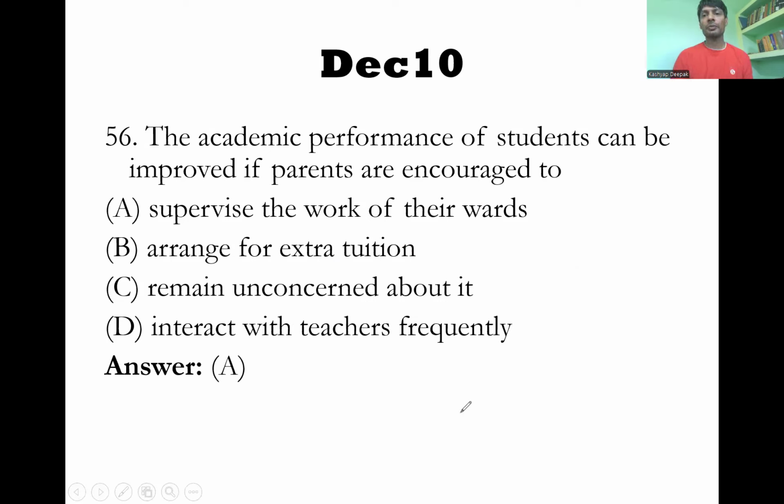Now, academic performance of the students can be improved if the parents are encouraged to supervise the work of their ward, arrange for extra tuition, remain unconcerned about, interact with teachers frequently. So B and C are totally negative. So supervise their work is the most important part.